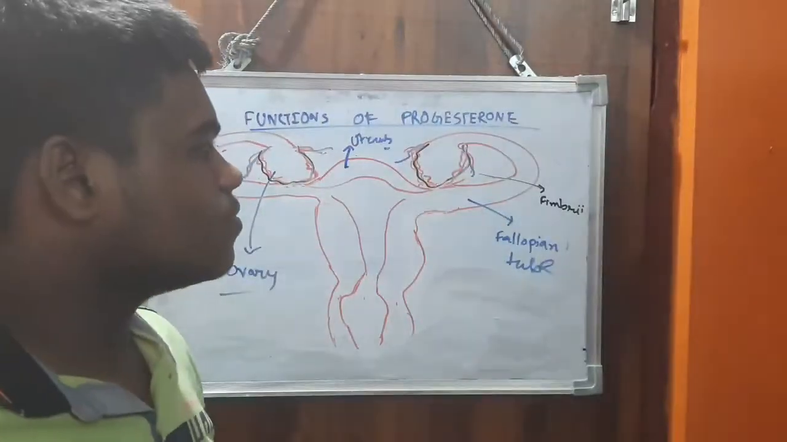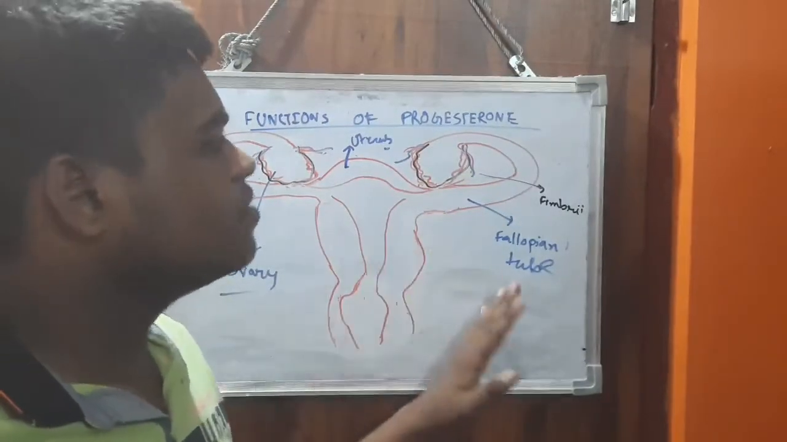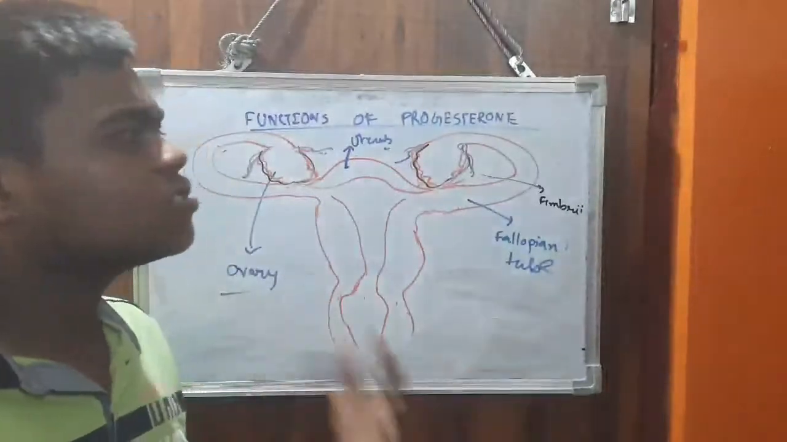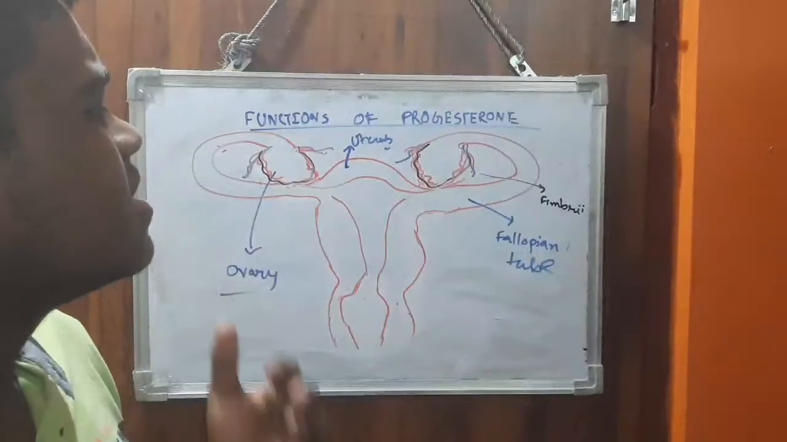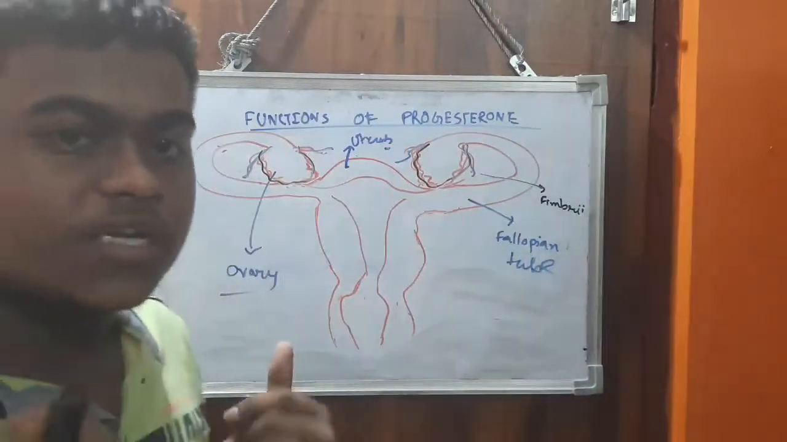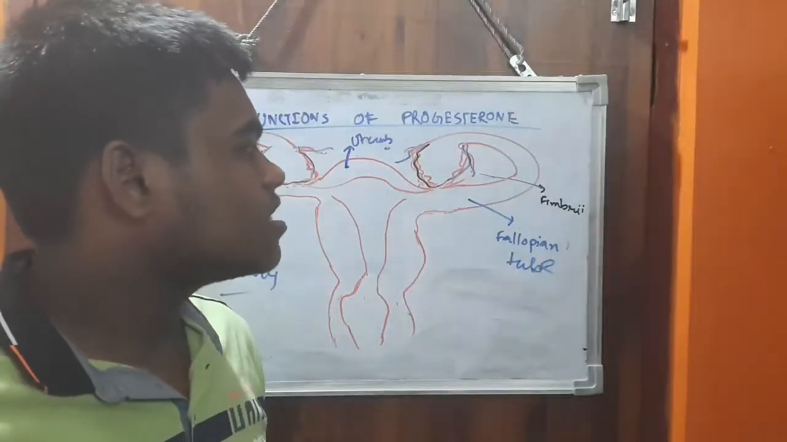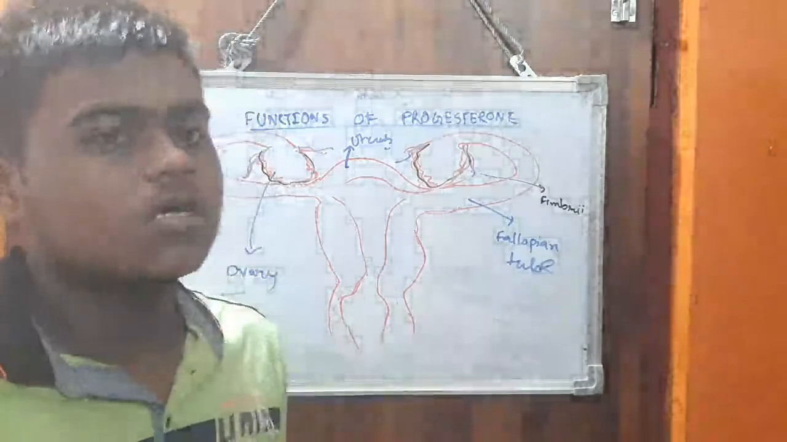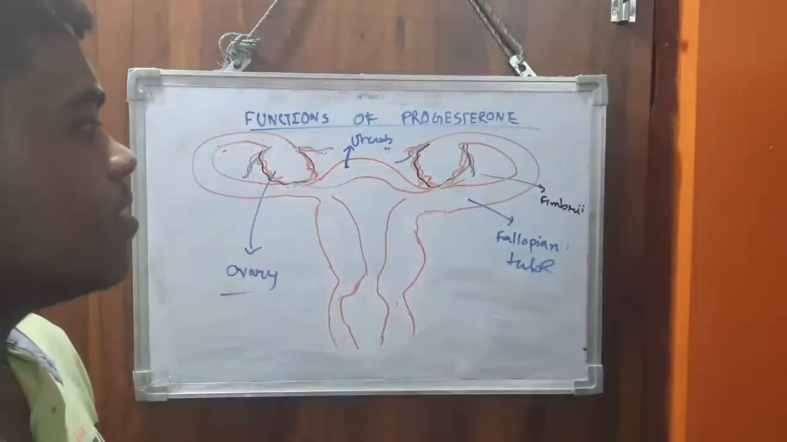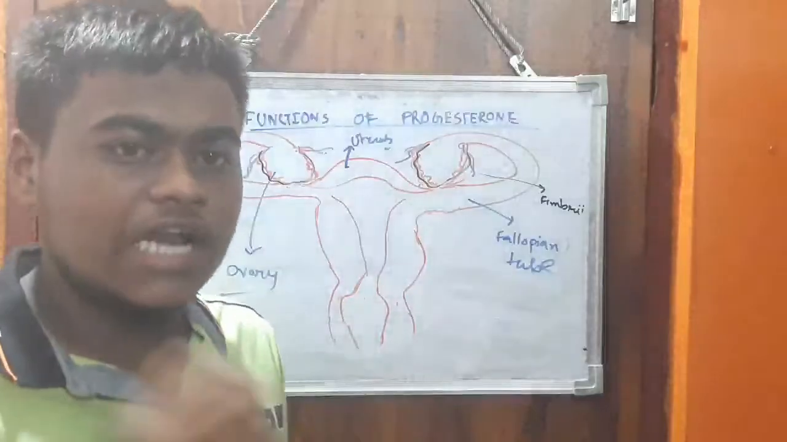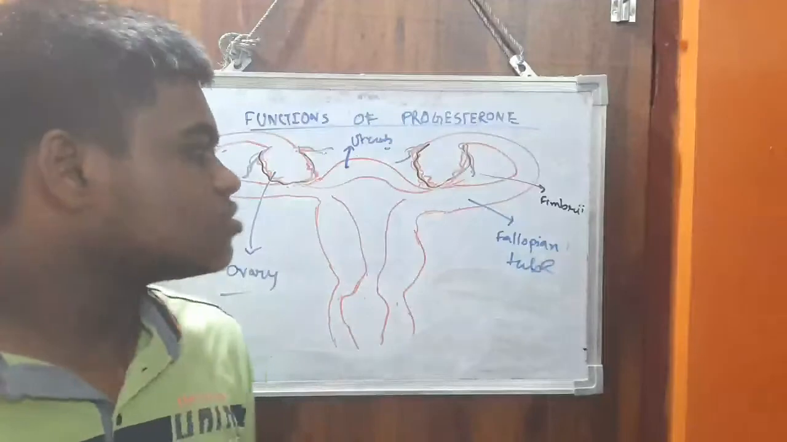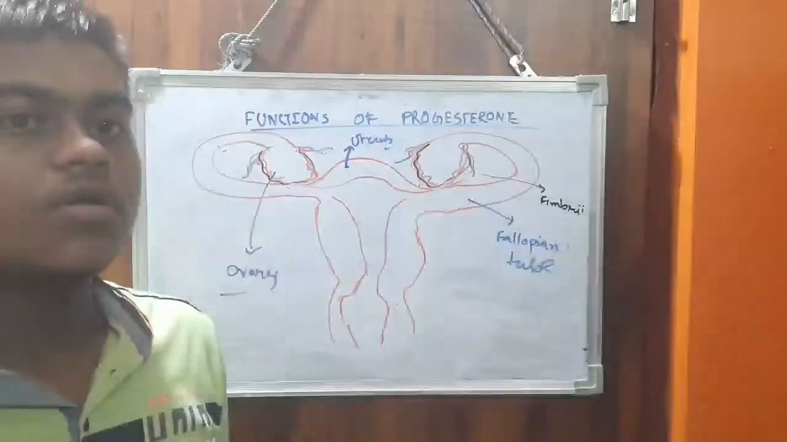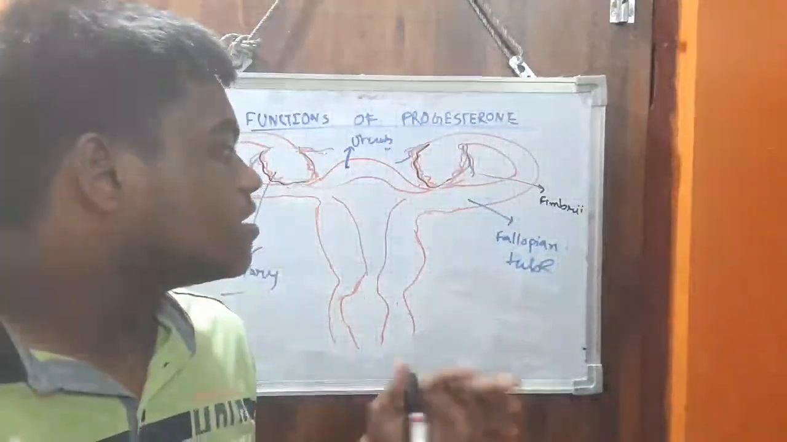So, there are other activities of progesterone hormone on the uterus. Progesterone hormone also increases the uterine glands, or increases the epithelial cells of the endometrium, and progesterone hormone promotes the deposition of fat or glycogen in the uterus or endometrium. These all are the functions of progesterone hormone in the uterus.